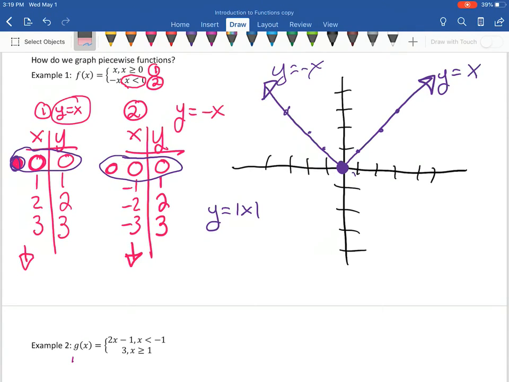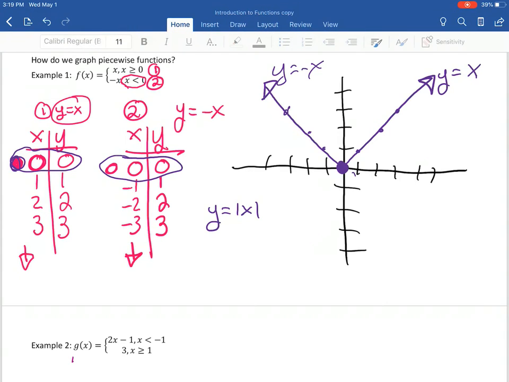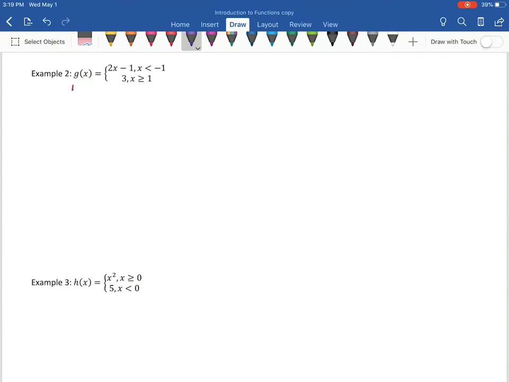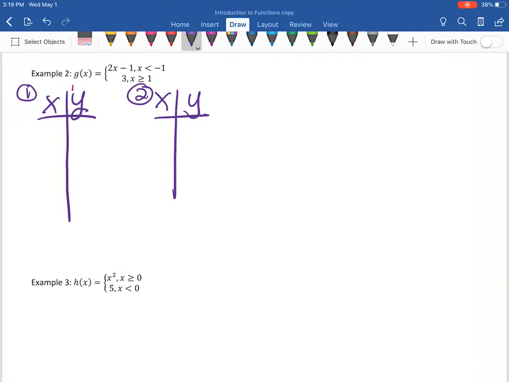Okay, next example. We have the function 2x minus 1 when x is less than -1. That's the first piece. And then the second piece is just the constant function 3 when x is greater than or equal to 1. So I'm going to draw a table for each piece. Piece number 1 and piece number 2. Piece number 1 is for the line 2x minus 1, and piece number 2 is just for the constant function y is equal to 3.